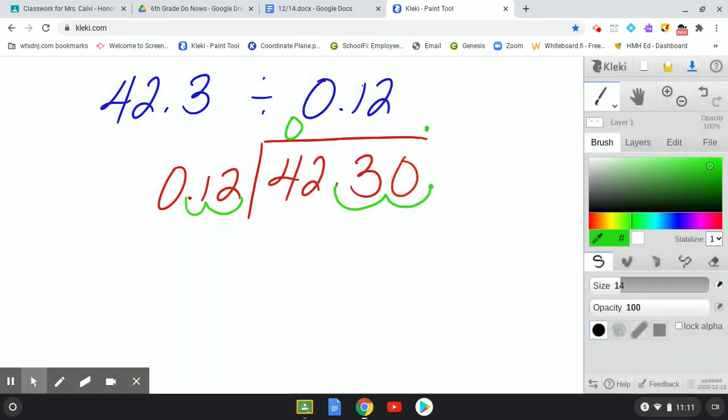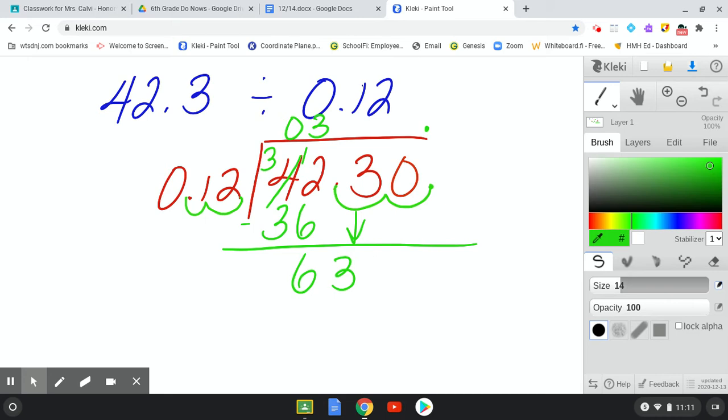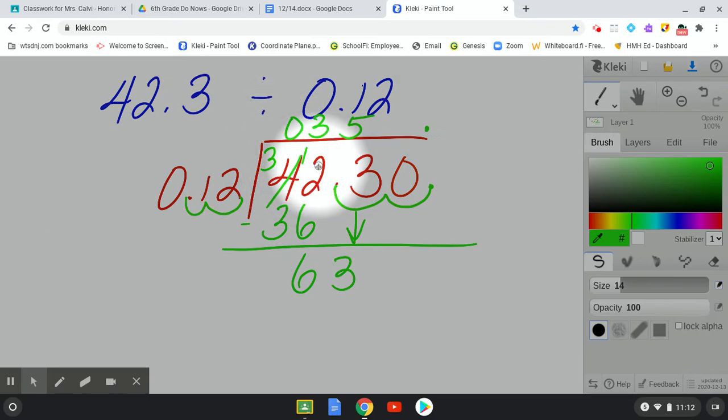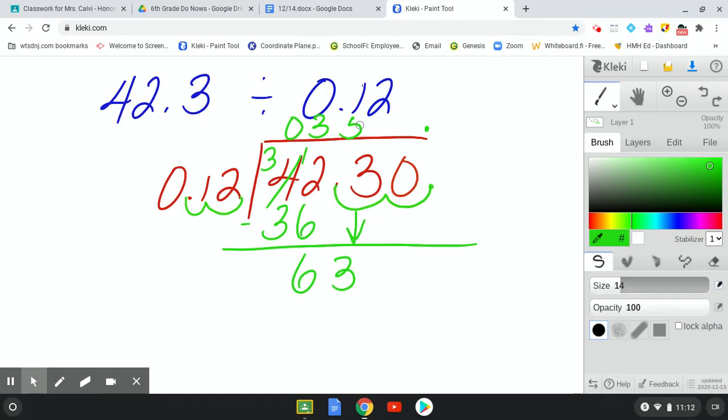12 goes into 4 0 times. 12 goes into 42 3 times without going over. 12 times 3 is 36. When I go ahead and I subtract these, I'm going to have a 6, drop down my 3. So 12 goes into 63 5 times, and I'm lining everything up. So if you notice, above my 4, I have a 0. Above my 2, I have a 3. Above my 3, I have a 5. And I can actually just move that over so it's a little bit more accurate.